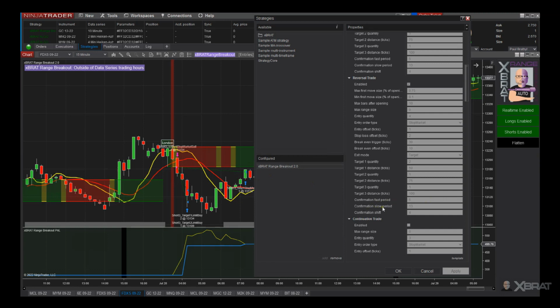Confirmation, fast period and slow period, again, we're not using confirmation exit mode, so that really doesn't come into that. So these confirmation settings down here, they don't come into play with the target. So that's the settings that we use.